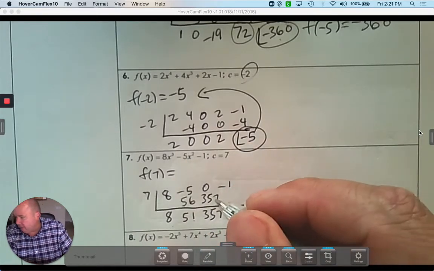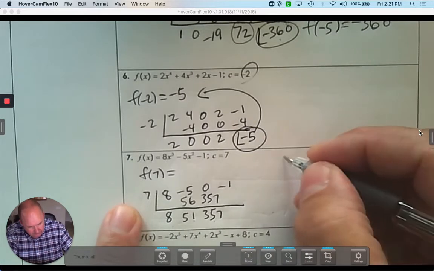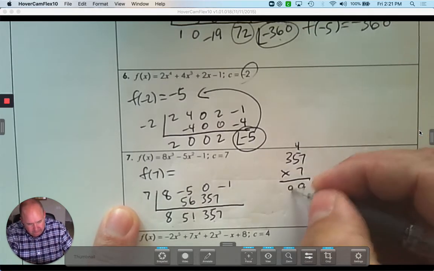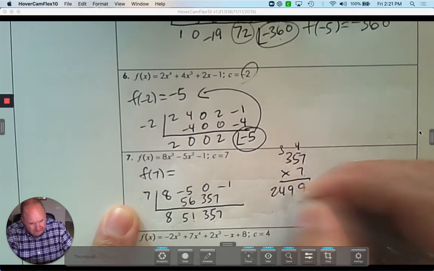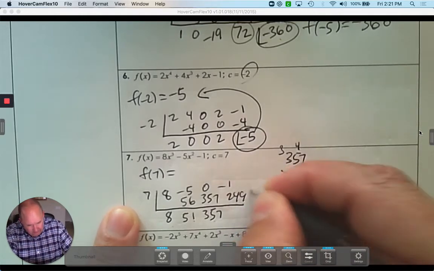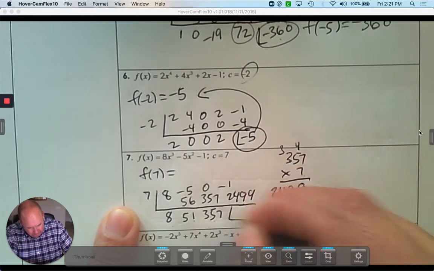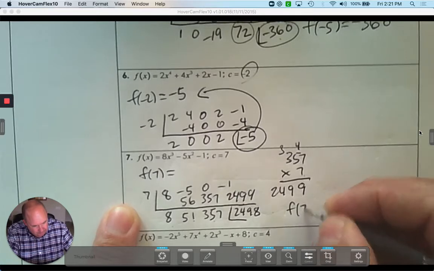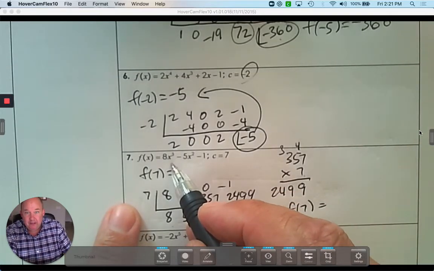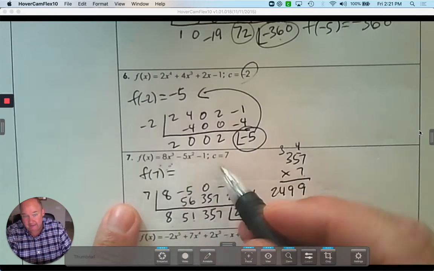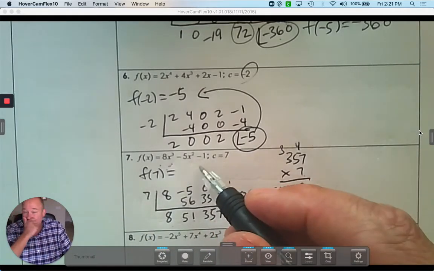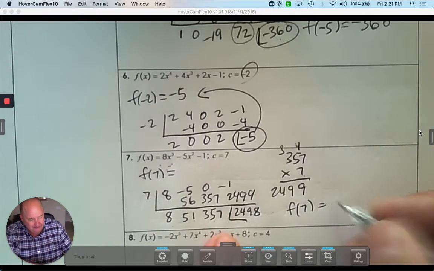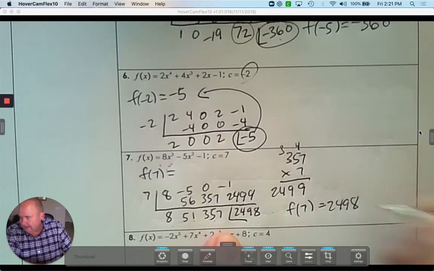And then the last bit, you're going to have to go 357 times 7. So if you don't know what 357 times 7 is, we'll do it the old-fashioned way. That's 21. It's 2,499. So when I combine these together, that's 2,498. So what did I figure out? And by the way, if you plug 7 in, you'd have to go 7 times 7 times 7 times 8, 7 times 7 times -5. Like you're going to have to do, so one time multiplying isn't that big of a deal. You found the remainder. That is what f at 7 equals, 2,498.